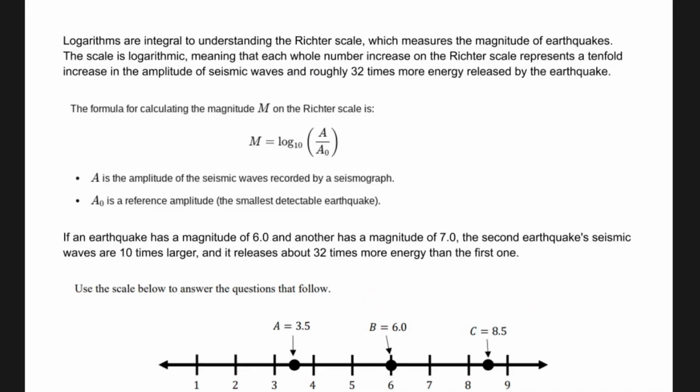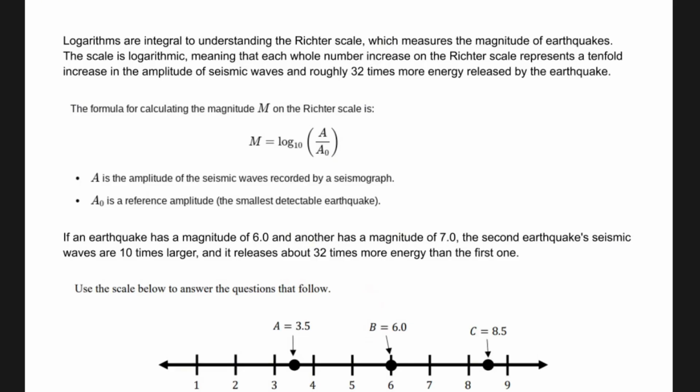Until we get to problems like this. Logarithms are integral to understanding the Richter scale, which measures the magnitude of earthquakes. The scale is logarithmic, meaning that each whole number increase on the Richter scale represents a tenfold increase in the amplitude of a seismic wave. That's roughly 32 times more energy released by the earthquake.